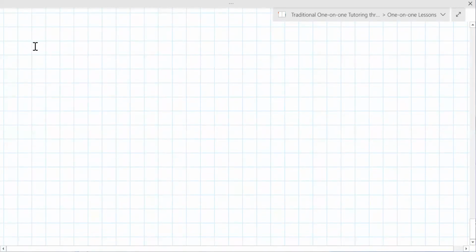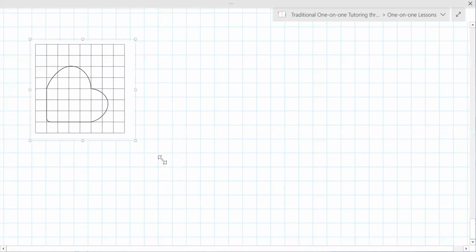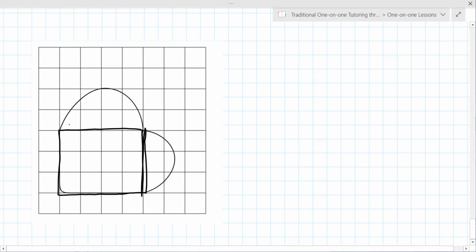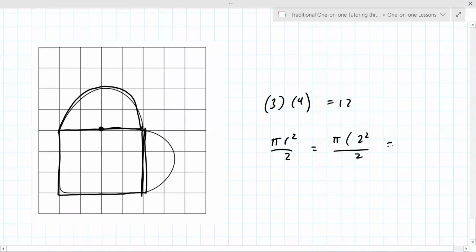We're going to do some estimation here. They want you to find the area of this thing. What I see is a rectangle here, and 2 half circles. So let's just go with that. The first rectangle is 3 times 4, which is 12. This one up here is pi r squared divided by 2. The radius is 2, so 2 squared over 2, so about 2 pi.